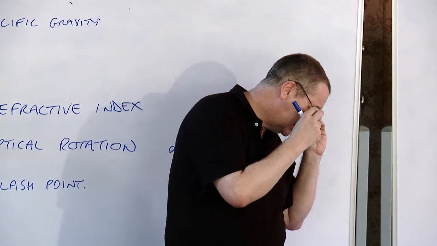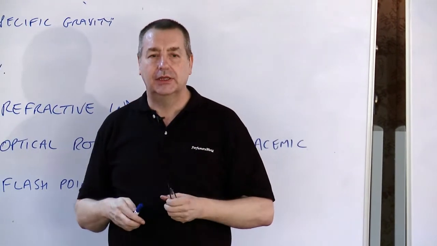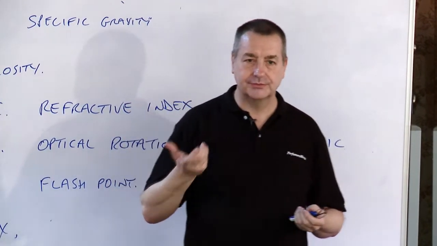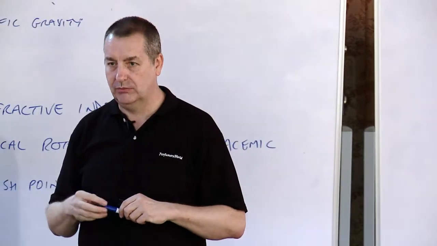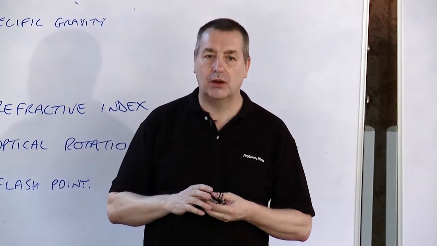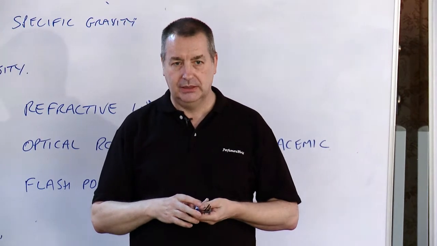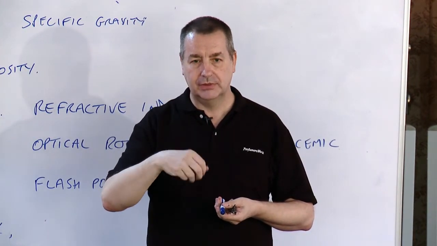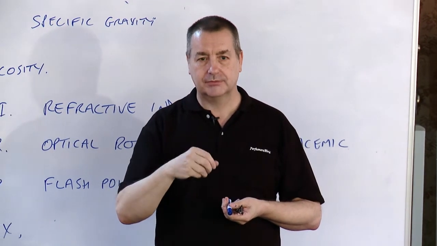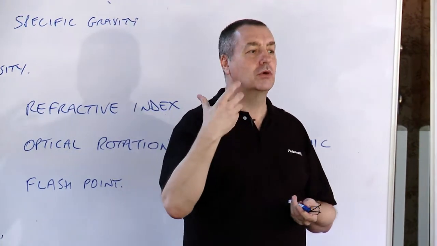And last but not least, the peroxide value. This is used for fixed oils. Peroxide value, if you like, is a measure of the rancidity of an oil, yeah. So the lower the peroxide value, the better. If an oil has a high peroxide value, it's probably rancid, and it will cause irritation of the skin.